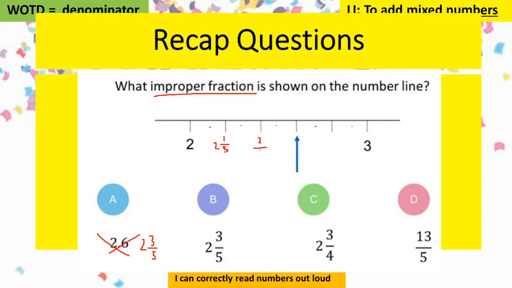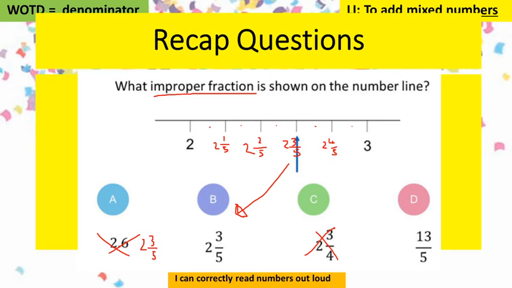2 and 2/5, 2 and 3/5, 2 and 4/5, and 2 and 5/5 is 3, isn't it? Because 5/5 is a whole. Okay, so that, if I wasn't paying attention to the question, would point to this being the answer. It's certainly not that one. It's not quarters, is it? However, if you look at the question, it says improper fraction. That is not an improper fraction.